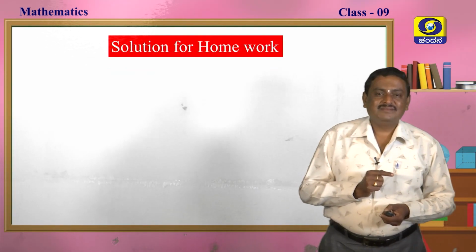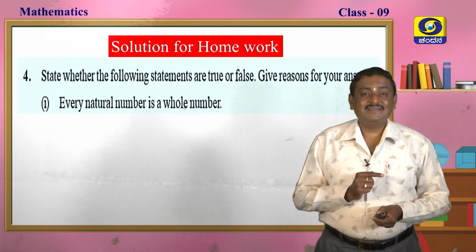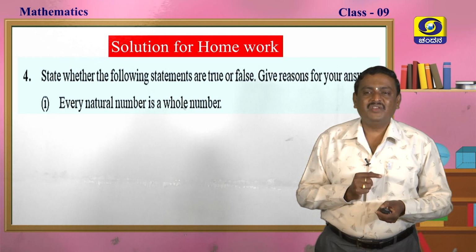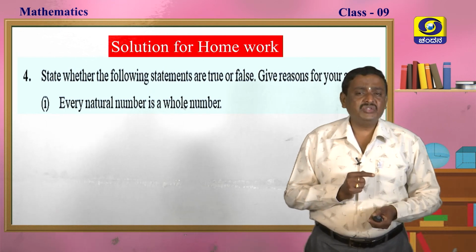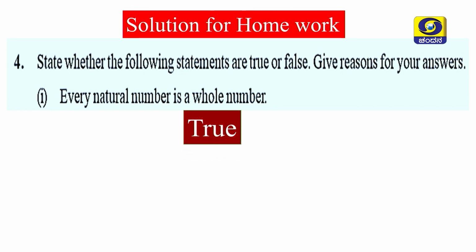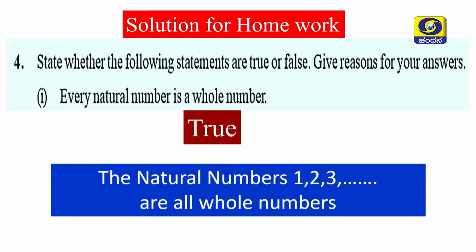Okay, my dear children. Another question is there. State whether the following statements are true or false. Give reasons for your answer also. Every natural number is a whole number. The answer is true. Why? The natural numbers 1, 2, 3 are all whole numbers.